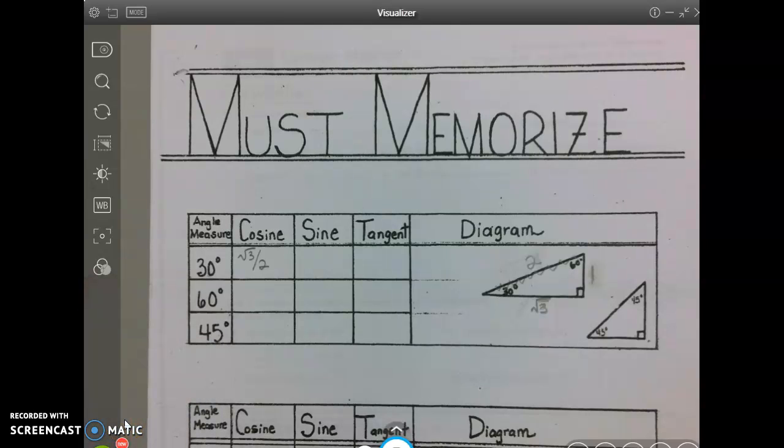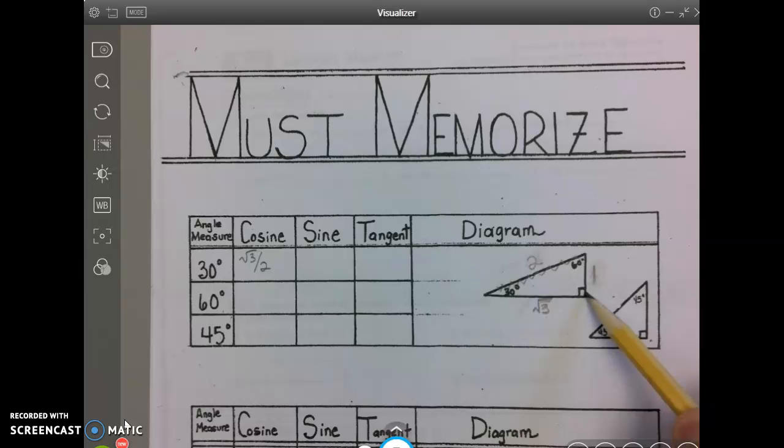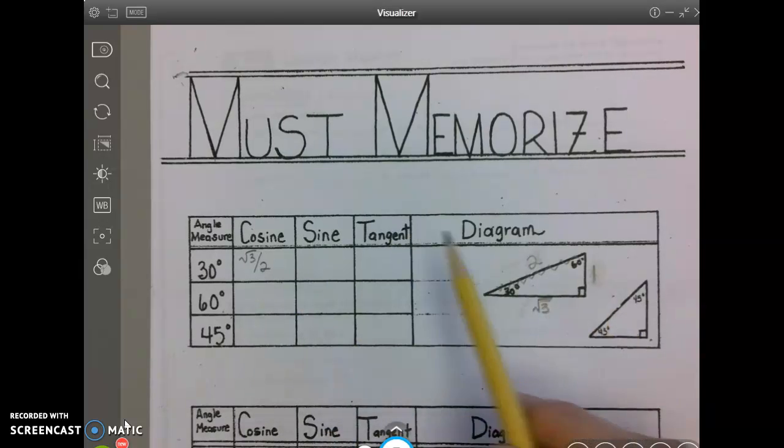This is video number 2 from the 4.2, 4.3 sine, cosine, and tangent on the unit circle. Alright, so right now we're looking at this special right triangle, this 30, 60, 90 right triangle, and we're calculating the cosine, the sine, and the tangent.